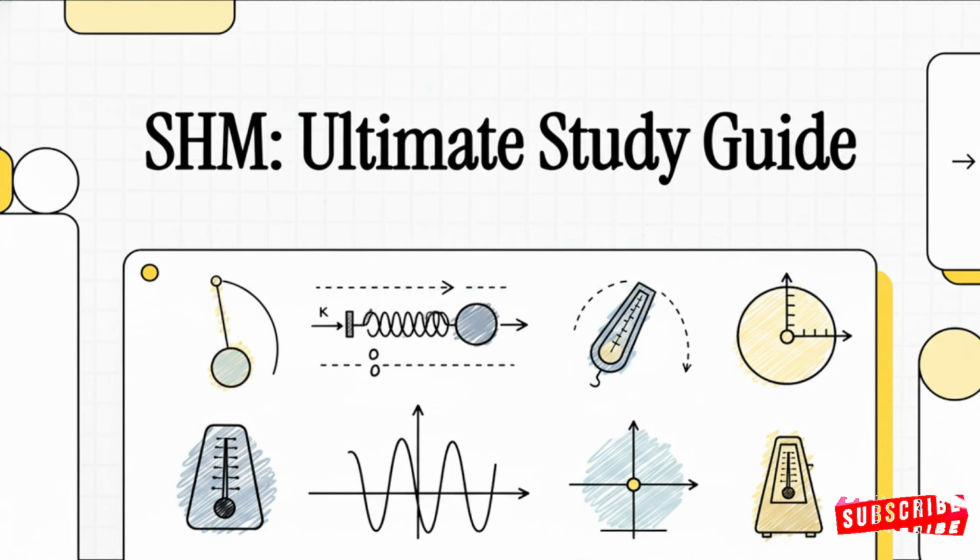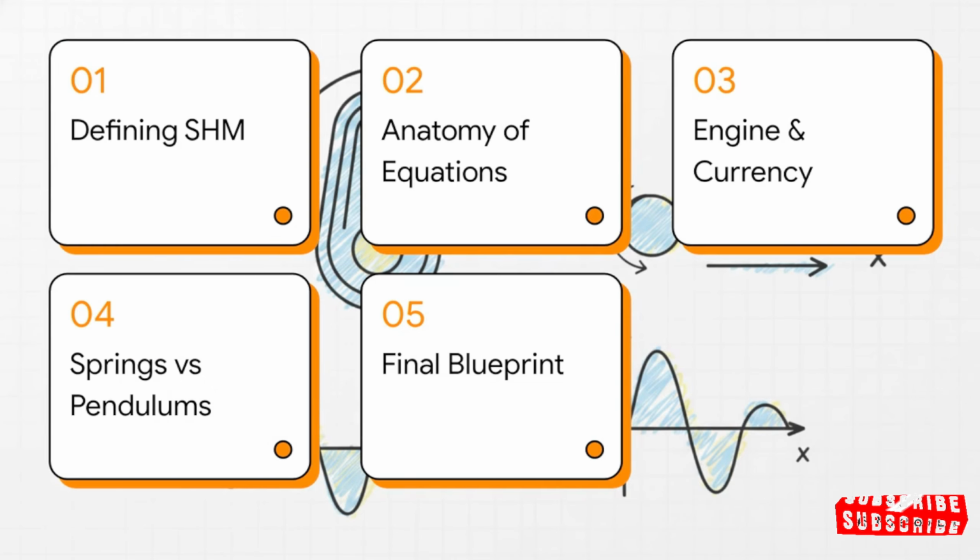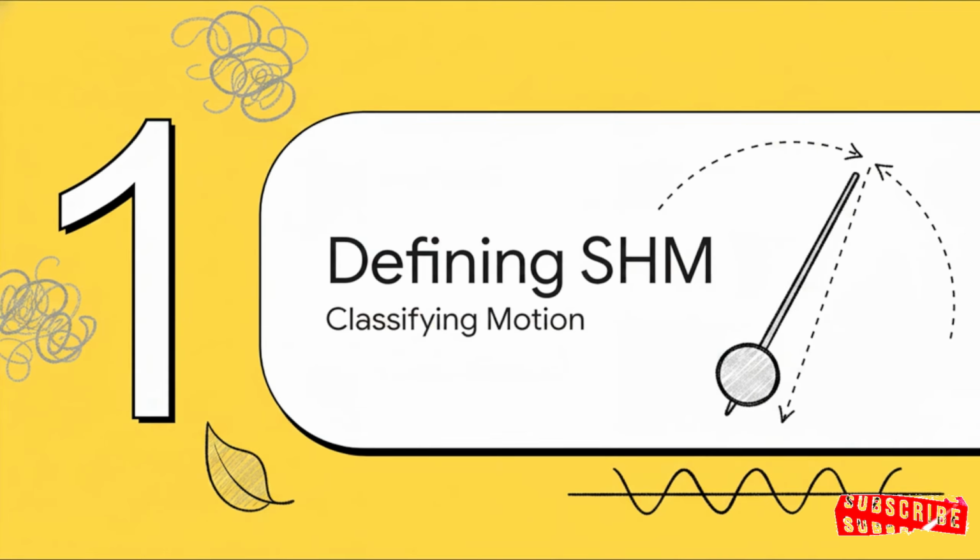We are going to build your absolute ultimate study guide for simple harmonic motion. Here is exactly what we're covering today. 1. Defining simple harmonic motion. 2. The anatomy of equations. 3. The engine and the currency. 4. Springs versus pendulums. And finally, 5. The final blueprint summary. All right, let's kick things off with Section 1, Defining Simple Harmonic Motion.